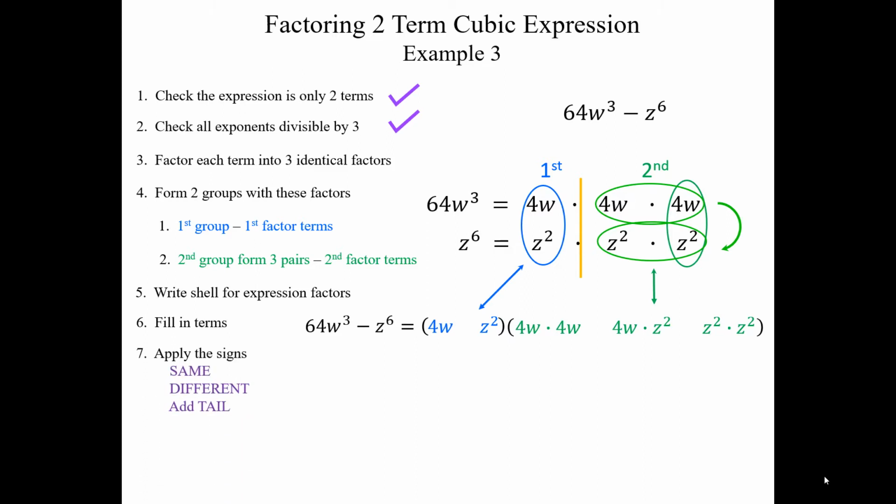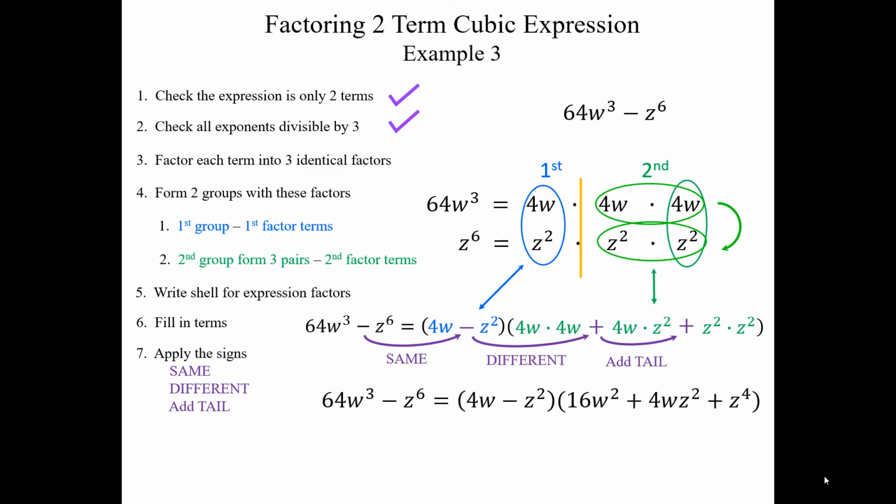Now all we need to do is apply the signs to our factors. The pattern is the same, different, and add the tail. Our expression, 64w cubed minus z to the 6th, is a negative, so the first factor for it will be the same sign and will also be a negative. The second factor, its first sign is different then, so that's a negative in our first factor, so now we need to write a plus. It's a different sign. The last sign we fill in, we always add the tail, so that then will be a plus.